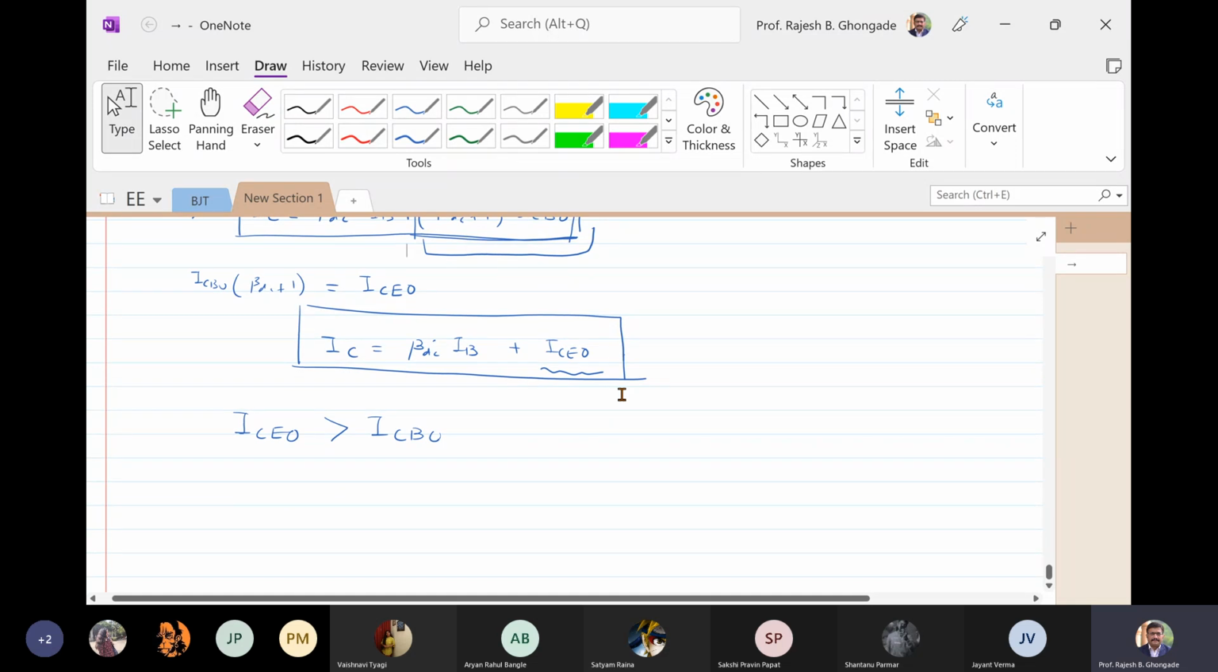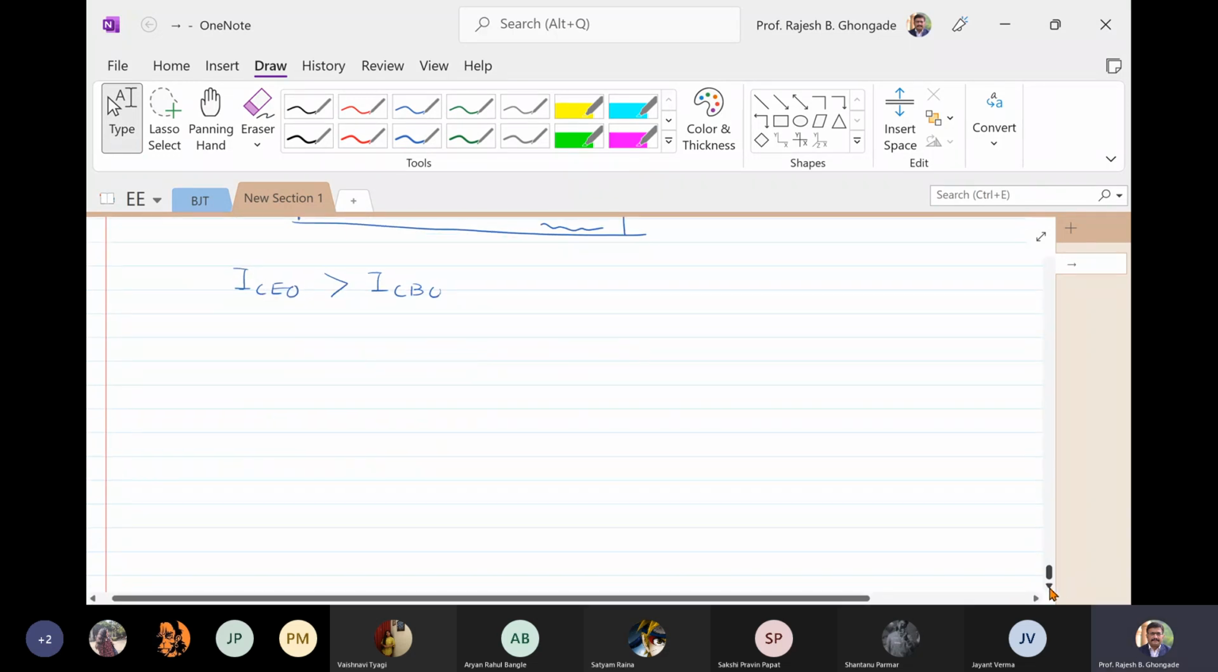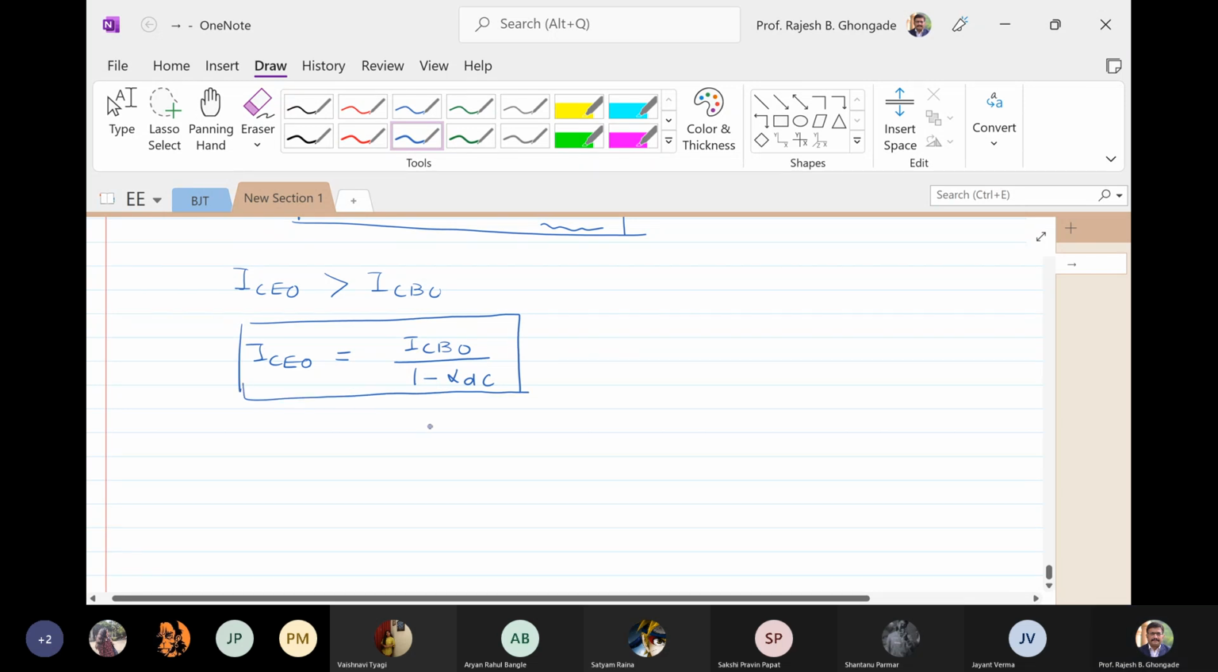So ICEO is many times described in terms of ICBO and alpha DC also. ICEO can be shown to be equal to ICBO divided by 1 minus alpha DC. I'm not going into the derivation of this, it's very simple, I leave it to you. Now, what does this actually mean?